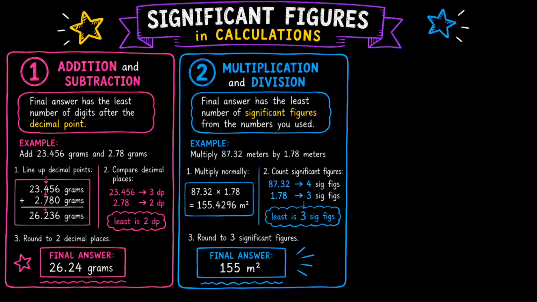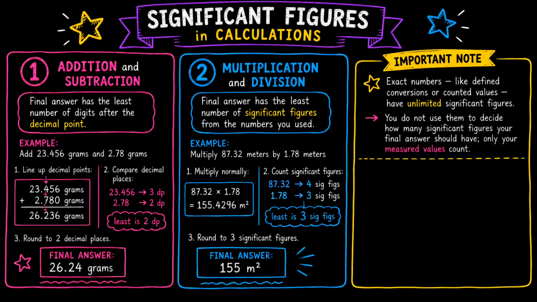Multiply normally to get 155.4296 square meters. Count significant figures. 87.32 meters has 4. 1.78 meters has 3, which is the smaller number. Round your final answer to 3 significant figures. Final answer, 155 square meters. Important note, exact numbers, like defined conversions or counted values, have unlimited significant figures. You do not use them to decide how many significant figures your final answer should have. Only your measured values count.